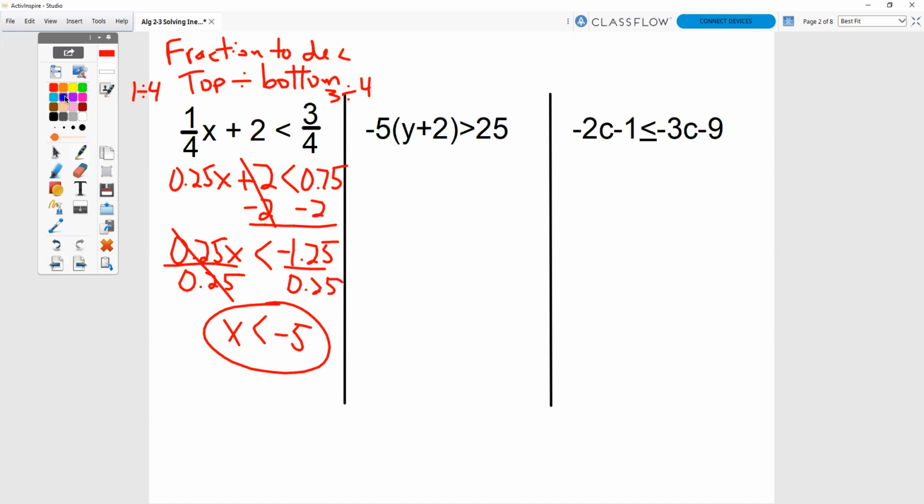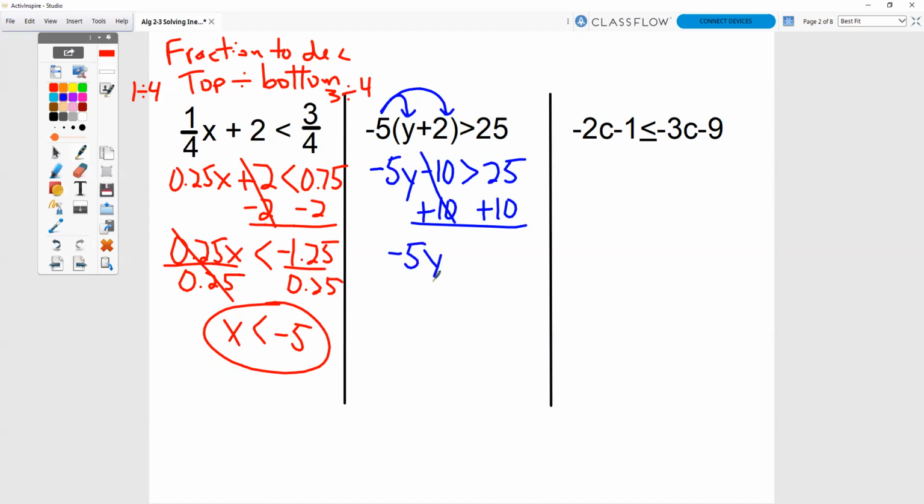In this middle one, we have the distributive property. We want to take the number outside the parentheses and multiply by both of the things inside the parentheses. Negative 5 times y is negative 5y. Negative 5 times 2 is negative 10, but I'm going to write minus 10 is greater than 25. Now it's just a two-step equation, plus 10 plus 10. So negative 5y is greater than 35.